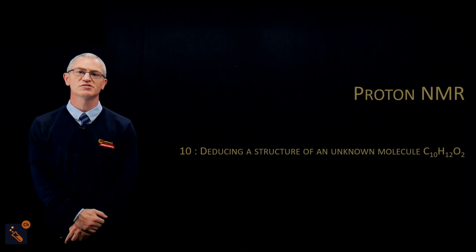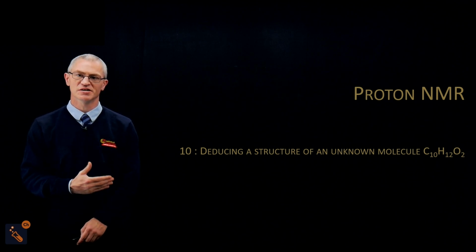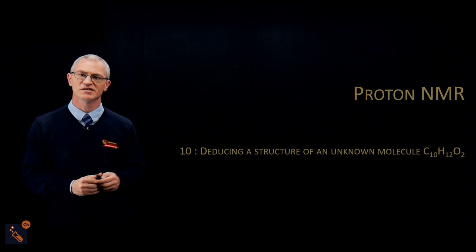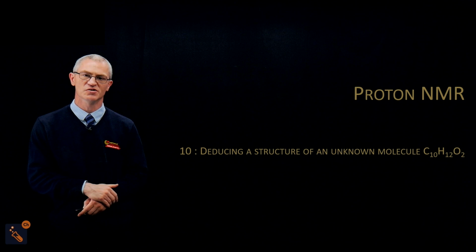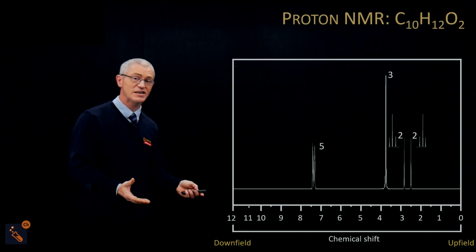In this video, we're going to deduce the structure of C10H12O2. Now, this is the same molecular formula as video number 9, and it's an isomer of video number 9. So again, showing you how you can change the NMR ever so slightly to get your final product. So, if we look here, we're going to look for what is there and what is not there.